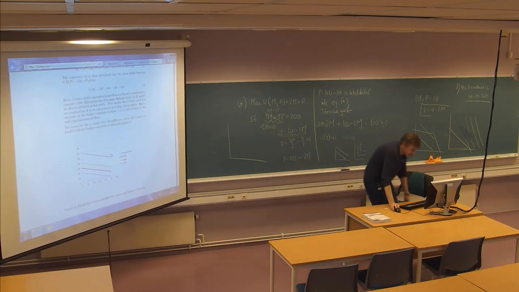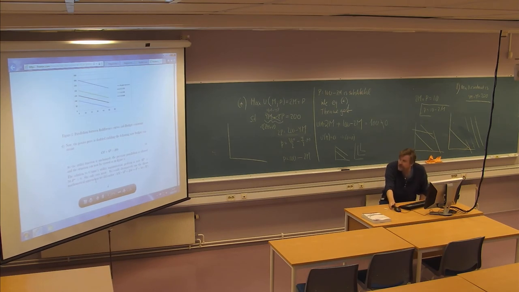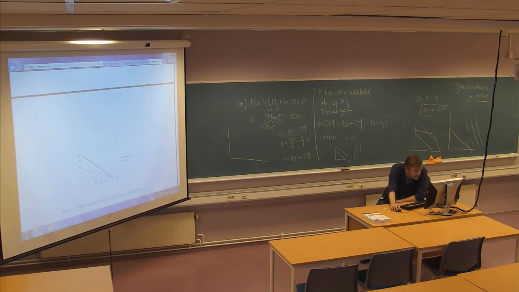And what happens in the final D question? Now the potato price is doubled, yielding the following new budget constraint, 4M plus 4P equals 200, as we discussed on the board. As the utility function is unchanged, the previous parallelism is altered, and the situation can now be viewed as in figure 3. Let's have a look at figure 3. There's the budget constraint in blue, and the utility of 100 exactly hits this one.